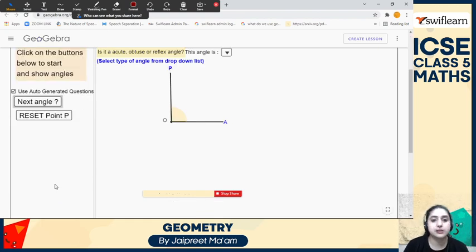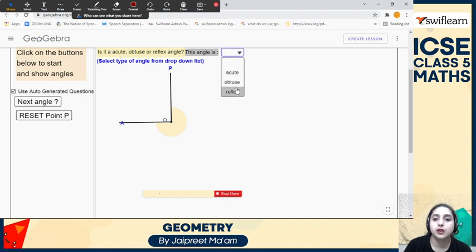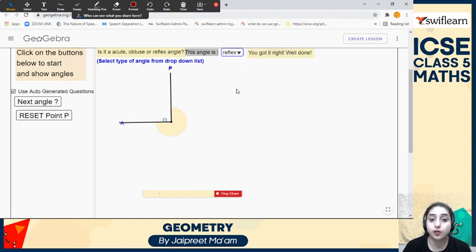Okay, let's have a self-test. So it is acute, obtuse or right angle. So which angle is this? Of course, this is a... which angle? This select. Okay, so let me drop it. Okay, so we have to tell whether it's acute or reflex. So this is reflex angle. So we got right. Let's see the next question.